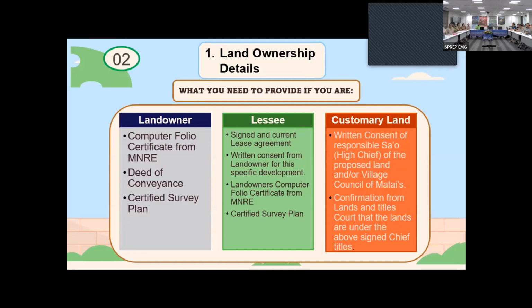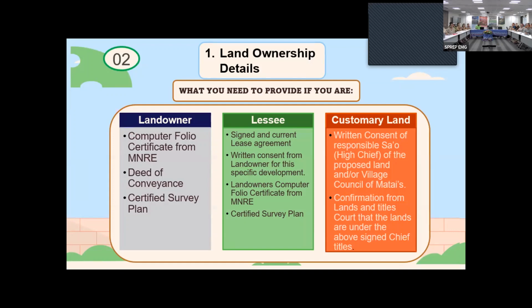And coming on with that same point in mind about the importance of signatures, it's the same for customary land. Now we all know our cultural lands, that the ownership is under the custodianship of our Matai systems or our chiefly systems. And we respect that. If you are intending to develop on customary land, you need a written consent from the responsible high chief or sao for that particular plot of land.